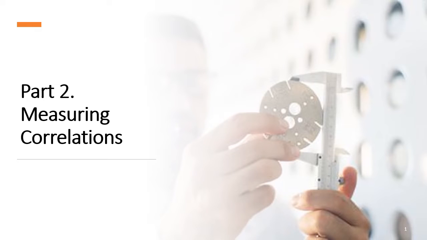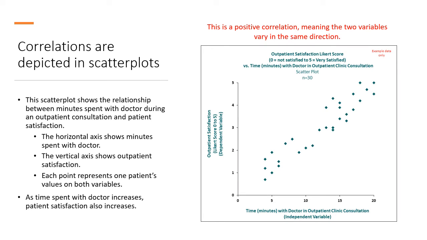Part 2 is measuring correlations. So we use a scatter plot to represent a correlation, and this is a scatter plot here. And you can see we have an x-axis running horizontally, and we have a y-axis running vertically. And then we have a number of points that make up a pattern in the middle.